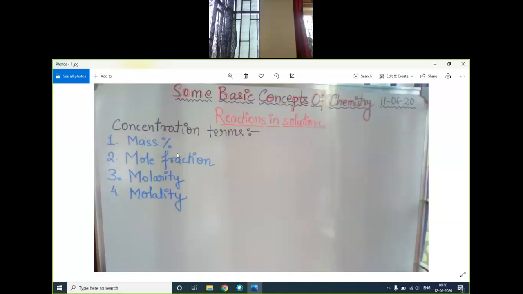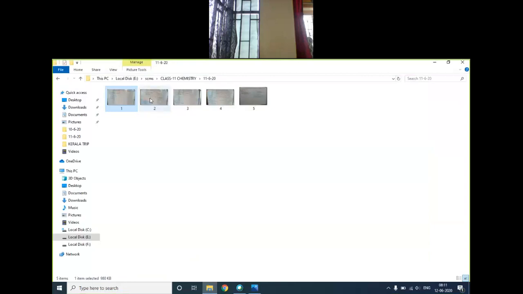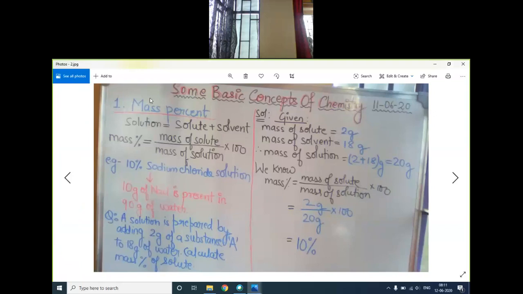Mass percentage, mole fraction, molarity, molality, and many others are there, such as volume percentage, parts per million, etc. So we will study each one of these in detail now. First of all, about mass percentage.